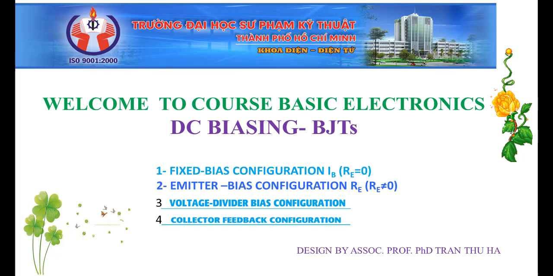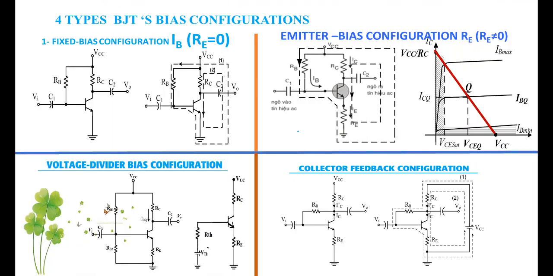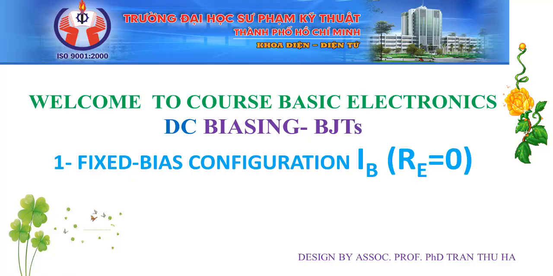Today I would like to introduce you to DC biasing of BJTs. There are four kinds of configuration. The first is the fixed bias configuration. The second is the emitter bias configuration. The third is the voltage divider bias configuration. And the last is the collector feedback configuration. These are the four types of BJT biasing configuration. And today I would like to introduce the first, the fixed bias configuration.